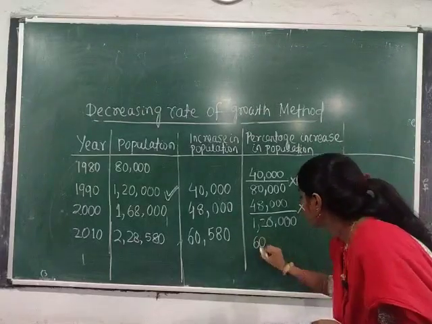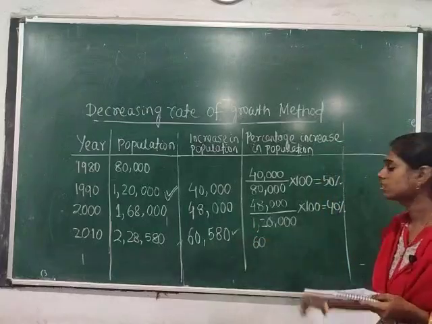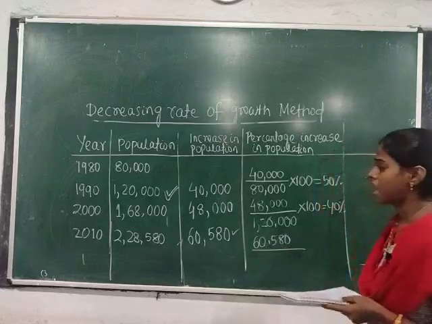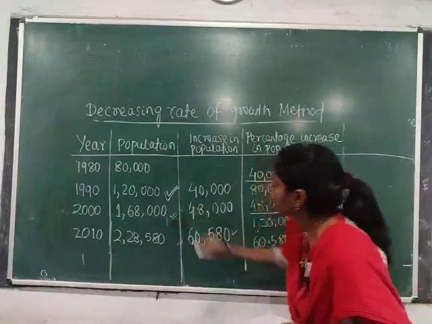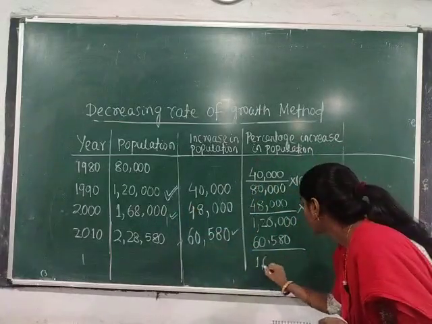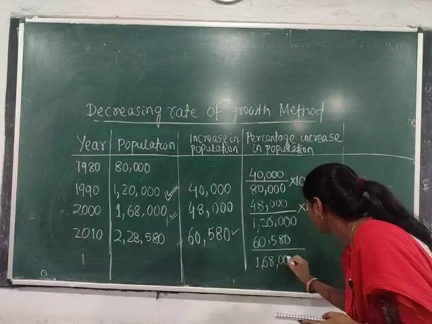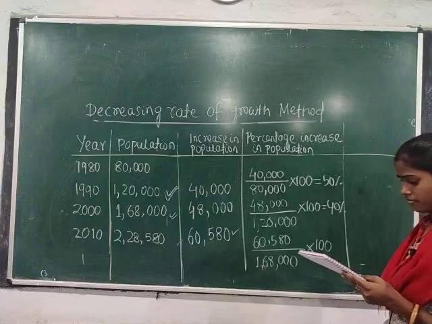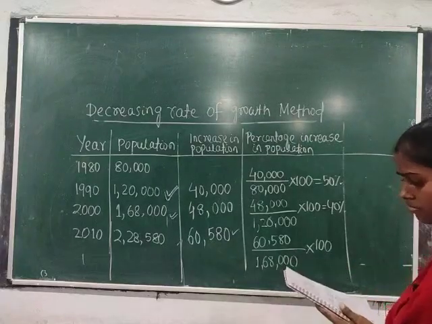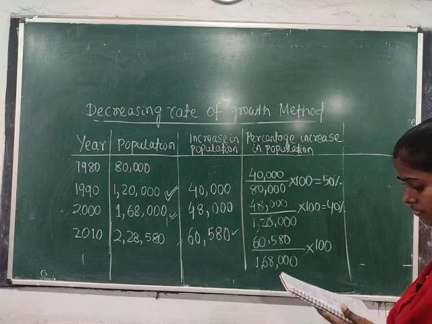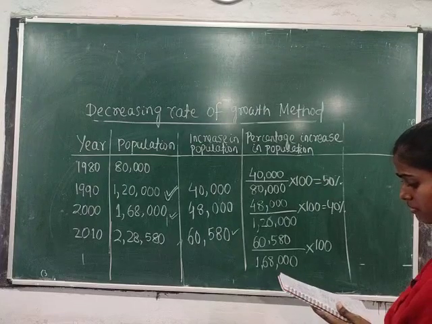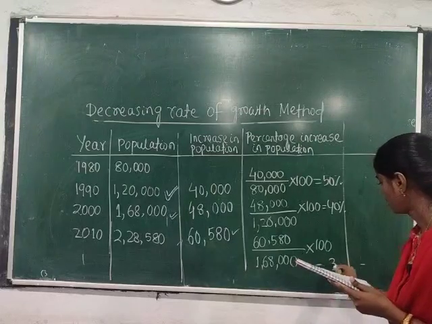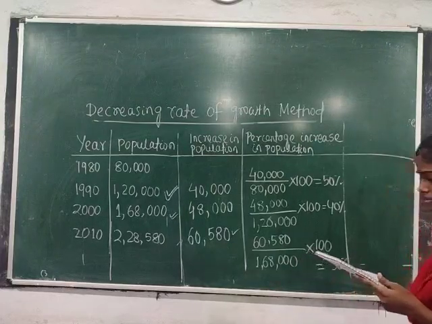Then for the next decade the increase in population is 60,580, and the initial was 1,68,000. Multiplying by 100, this comes out to be 36%. Okay.